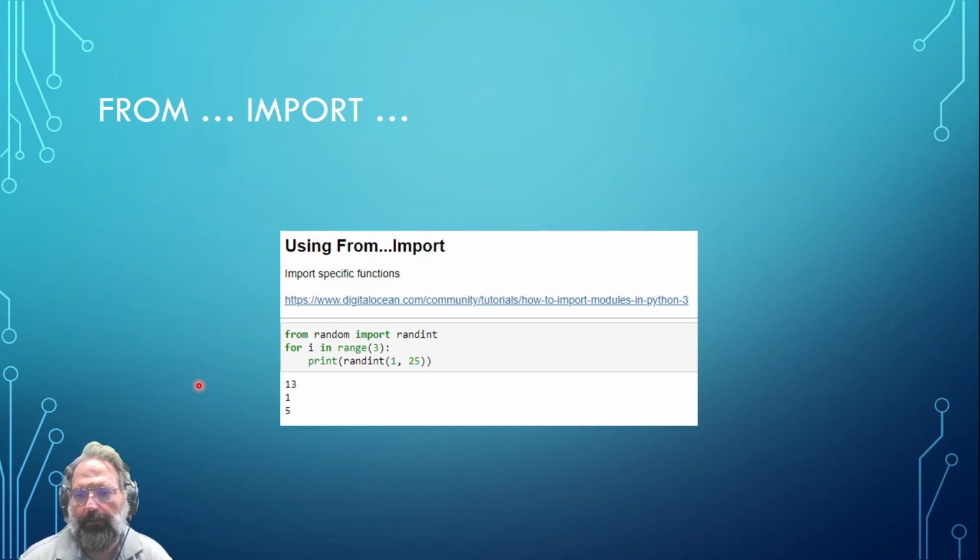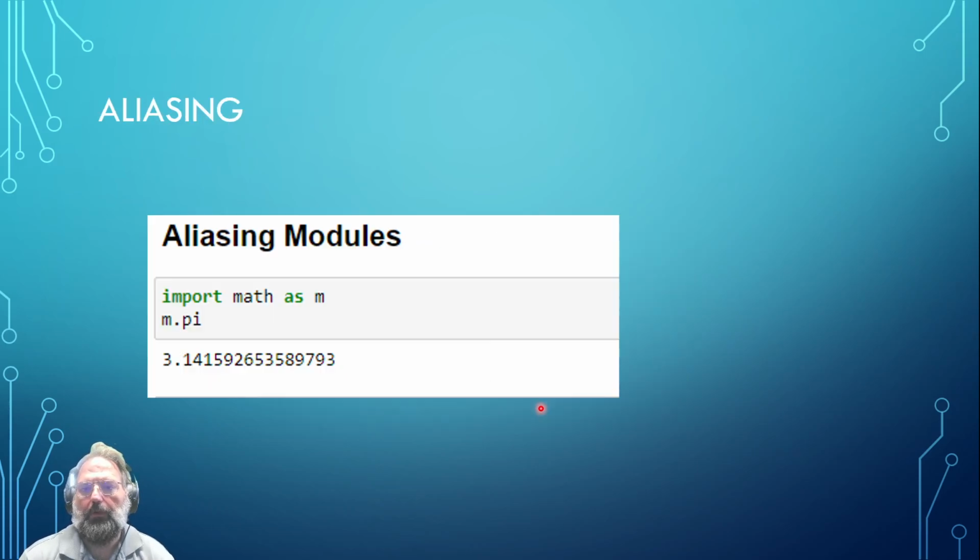So you can say from random import randint, and that gives us a random integer in the range of 1 to 25 when we print out 3 of those in this example here. You can also alias modules. So you can say import math as m and then reference the m value. You see this a lot with things like pandas. You'll say import pandas as pd or something.